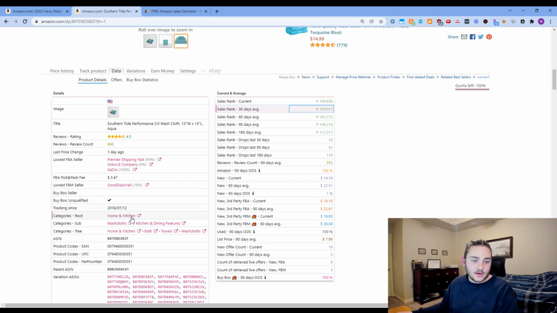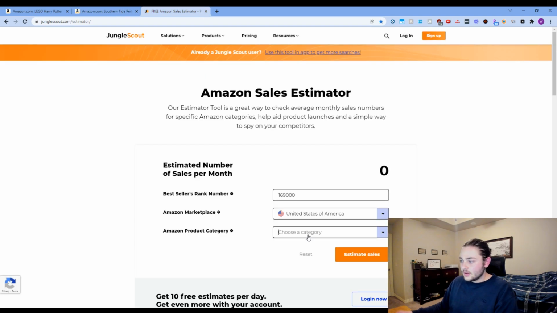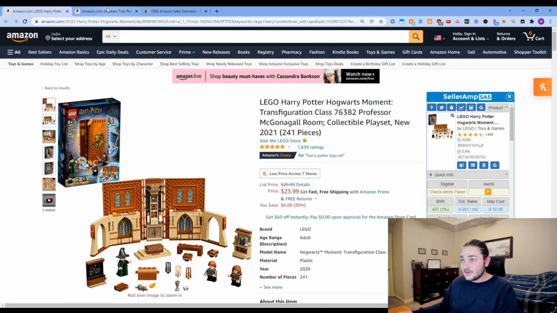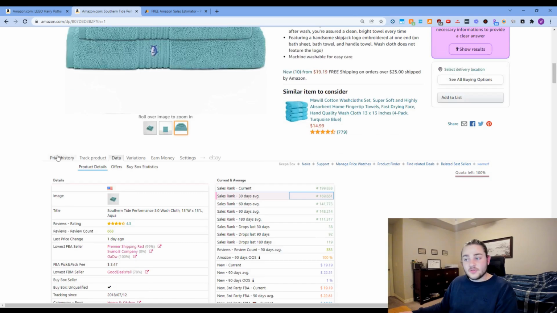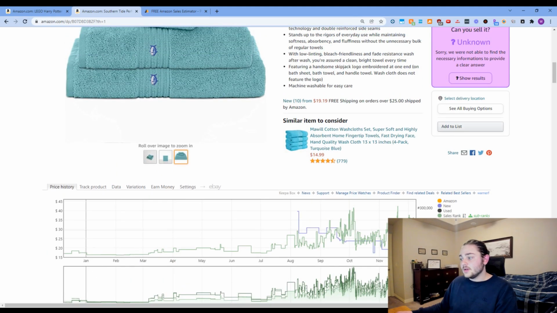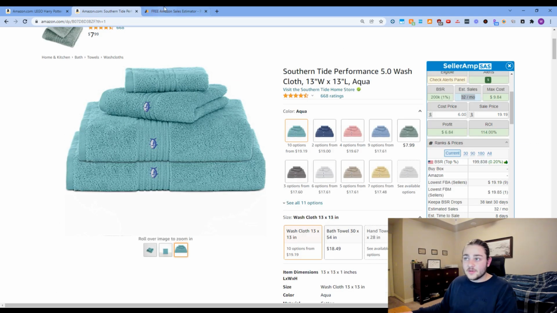You can see that right here. It's got the categories labeled. So we're going to go ahead and type in home and kitchen, and then we're going to estimate that. In this case, this estimator says it's actually selling a lot faster than the estimator I have. You know, no estimators are perfect. Maybe this one's right, maybe this one's right.